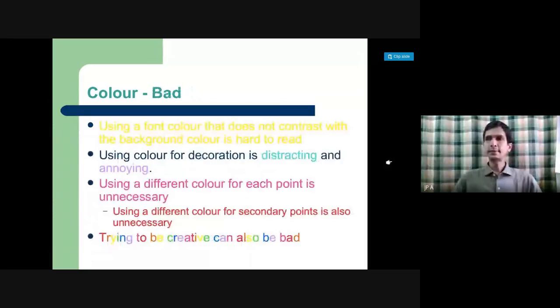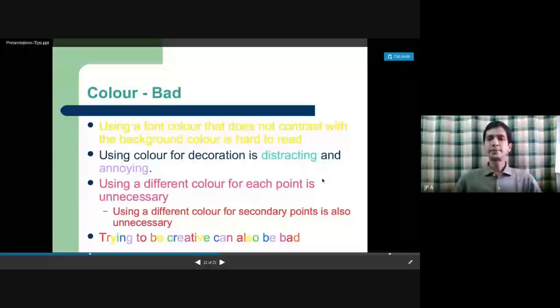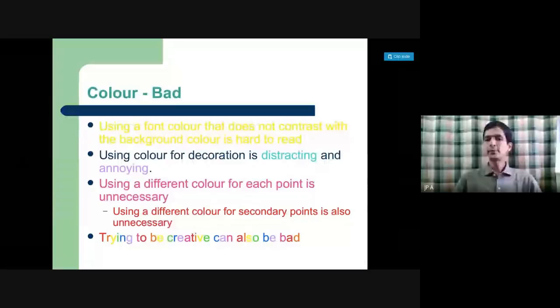So this is how you can use bad colors. The first point is not readable because I have used a light color, that is a yellow color, in that white background. It is very difficult to read. And using color for decoration is distracting and annoying. Look at those two words. I have tried to highlight it using some different colors. Then also it is not good. So color is not used for decoration, but for proper reading.